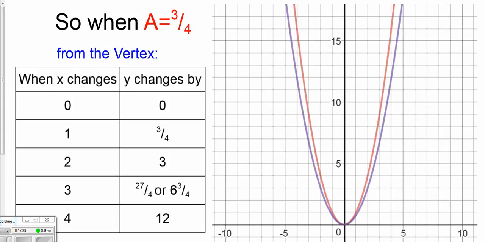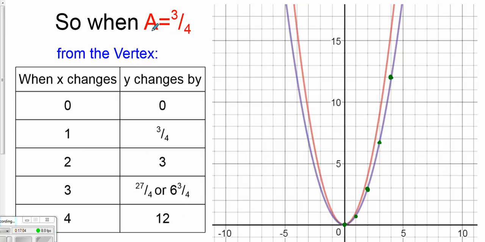And one more, we're going to look at A equals 3/4. When A equals 3/4, again, you can go right here at the vertex, over 1 up 3/4, over 2 up 3. So again, this over 2 up 3 is kind of a nice spot because that's whole numbers. Over 3 up 6 3/4. So it's not quite touching. And over 4 up 12. So that one is touching right on that whole number part. So two different whole number pieces again.